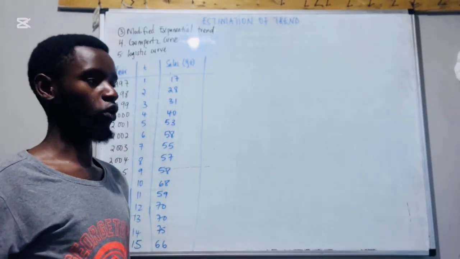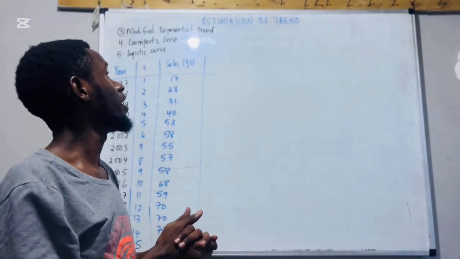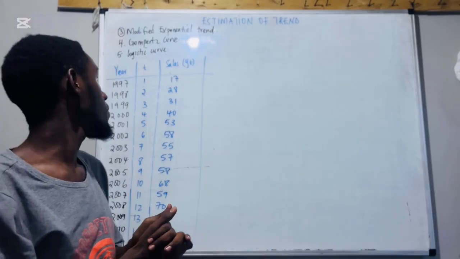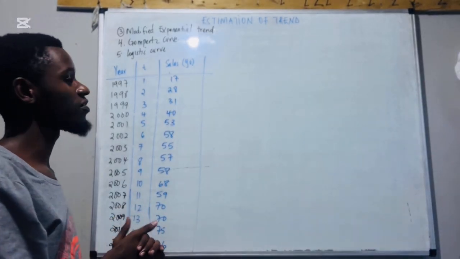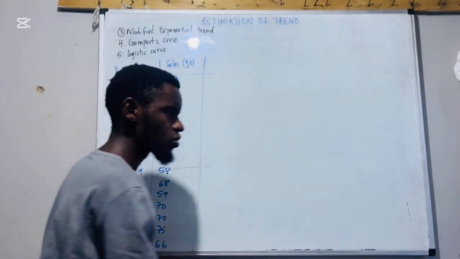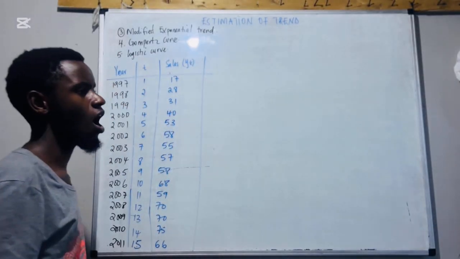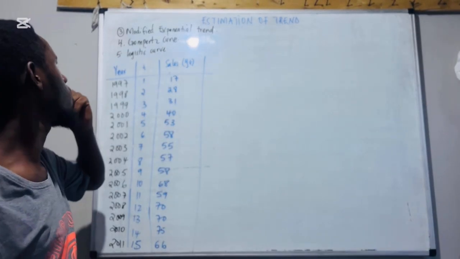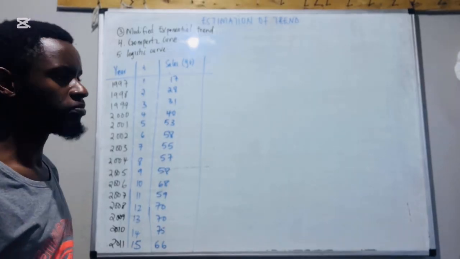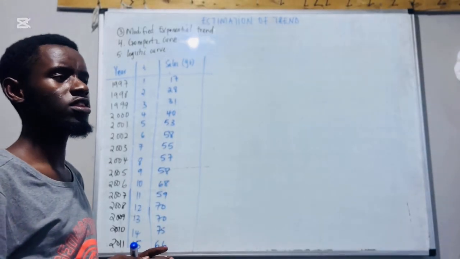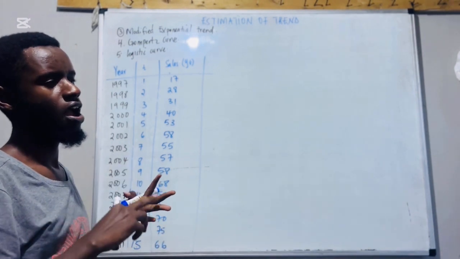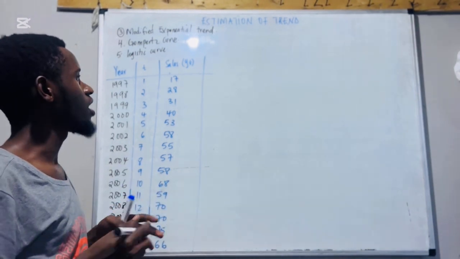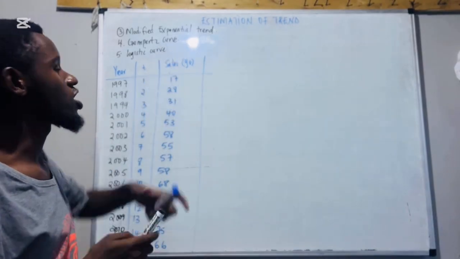Members, as I promised, we're going to go ahead with our estimation of trend, and today we're going to talk about the modified exponential trend, the Gompertz curve, and the logistic curve. Let me take you through with ease how we model the modified exponential trend. Remember in the previous video, we saw a linear trend, a quadratic trend, and a simple exponential trend. Today we're going to talk about the modified exponential trend.